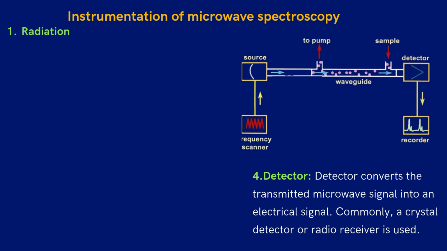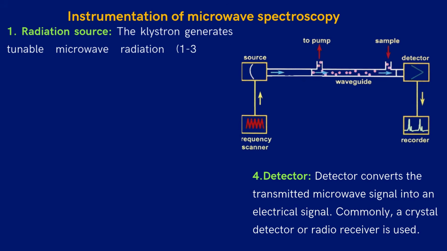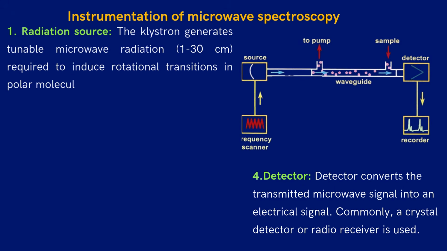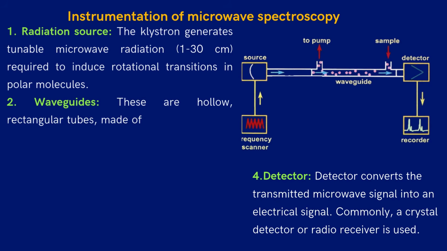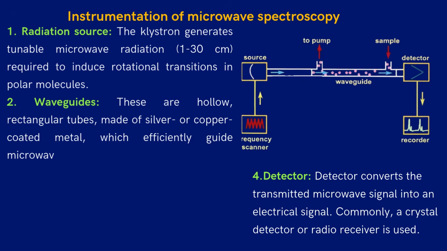Next, we will see the instrumentation of microwave spectroscopy. First one is the radiation source. The klystron generates tunable microwave radiation of wavelength 1 to 30 cm, required to induce rotational transitions in polar molecules. Second one is waveguides. These are hollow, rectangular tubes, made of silver or copper-coated metal, which efficiently guide microwave radiation with minimal energy loss from the source to the detector.